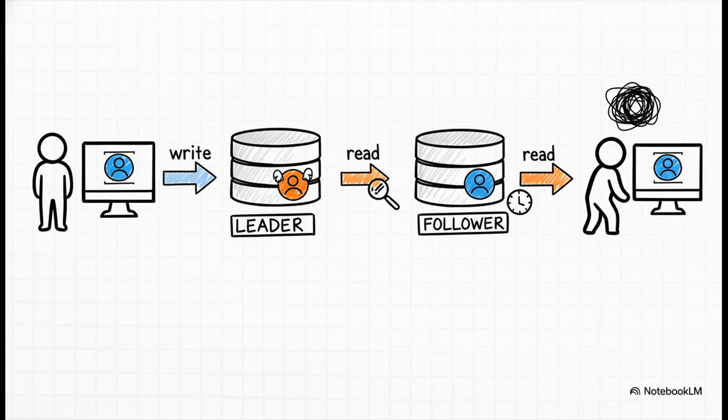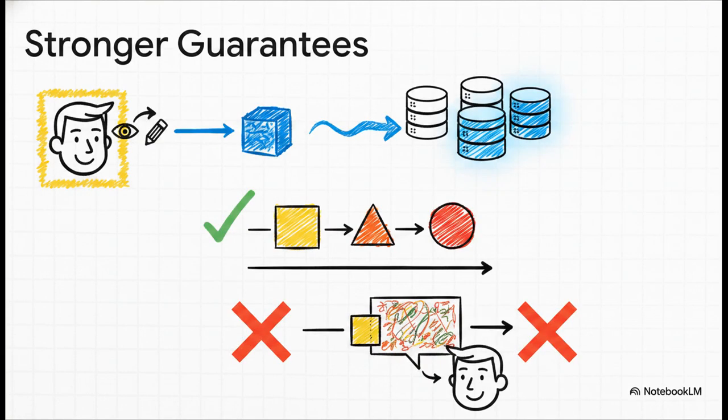You change your profile, you hit refresh, and your old info is still there. Your write went to the leader, no problem, but your page reload, your read request, got sent to a follower that was just a few milliseconds behind. It hadn't gotten the update yet. We call this a read after write consistency problem, and from a user's perspective, it just makes the app feel broken.